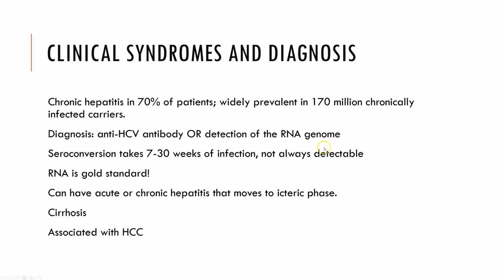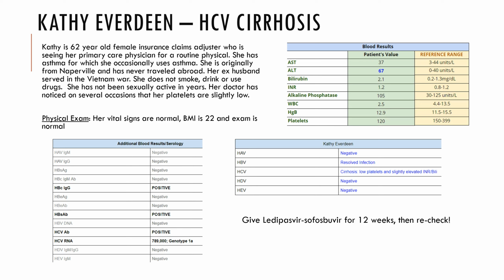And immunocompromised patients are actually a bit of a problem because HIV and HCV co-infection is fairly common. So in these patients, we might not see the antibody, but that doesn't mean it's not there. That's why we're going to look for the genome whenever we possibly can. You can have acute or chronic hepatitis that moves on to the icteric phase, where it can cause cirrhosis or the associated hepatocellular carcinoma.